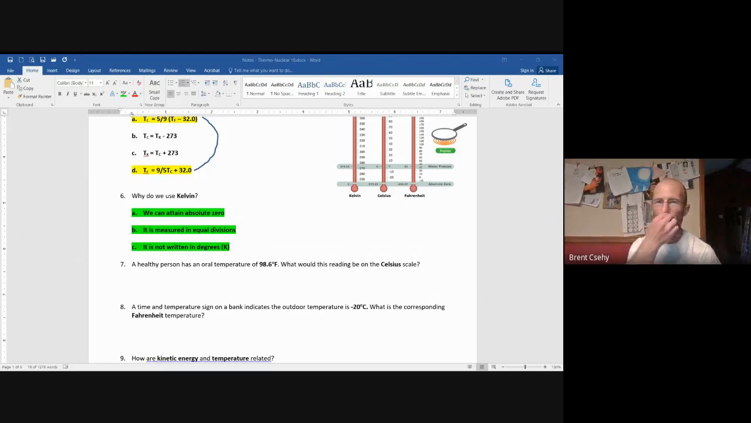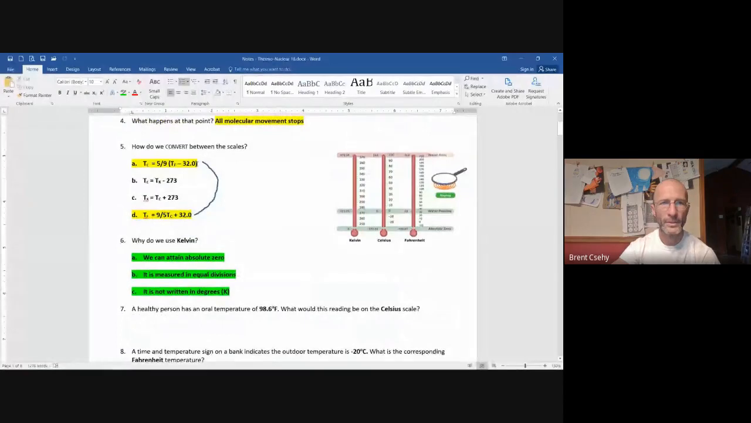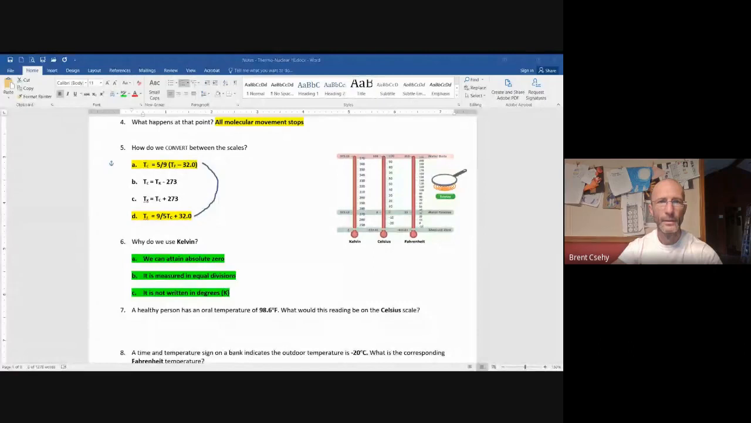So if we're going to do this one, a healthy person has an oral temperature of 98.6. What would his reading be on the Celsius scale? So let's go back to my notes and clip this one. That's the formula we're going to use for this one. Let's move it over here so we can get out of the way. A healthy person has an oral temperature of 98.6. What would his reading be on the Celsius scale?